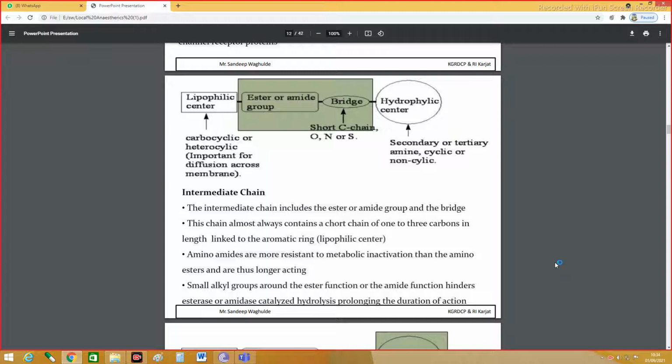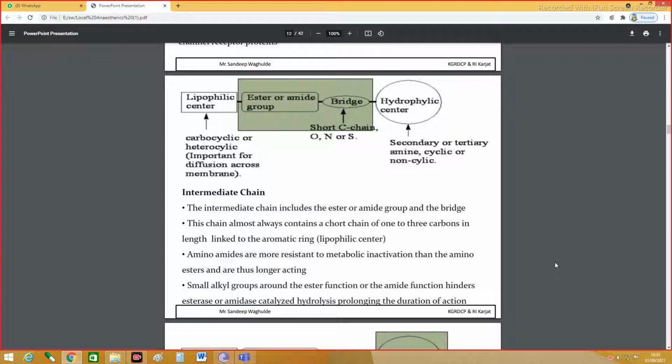Amino amides are more resistant to metabolic inactivation than amino esters, and have longer lasting effects. Smaller alkyl groups around the ester or amide function hinder the esterase or amidase catalyzed hydrolysis, prolonging the duration of action.